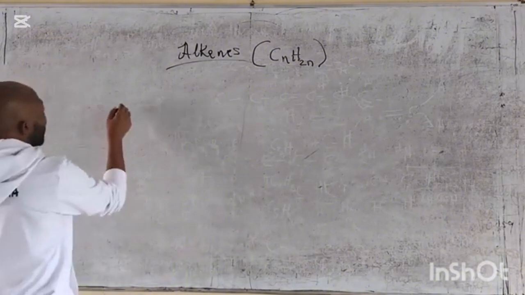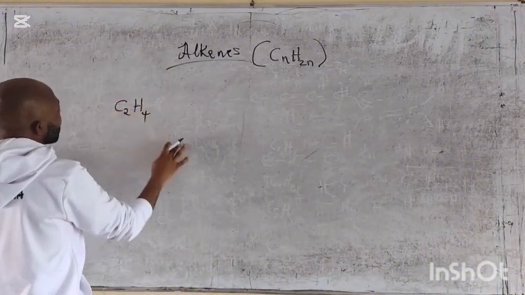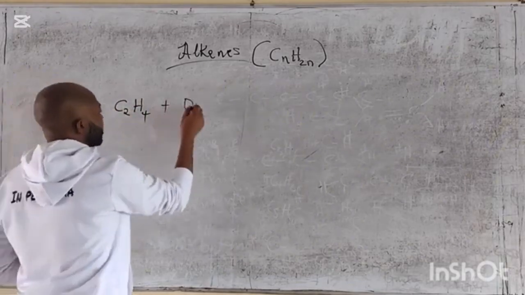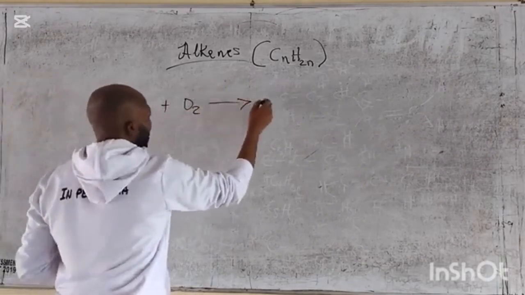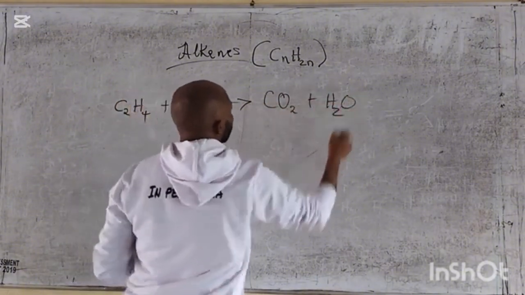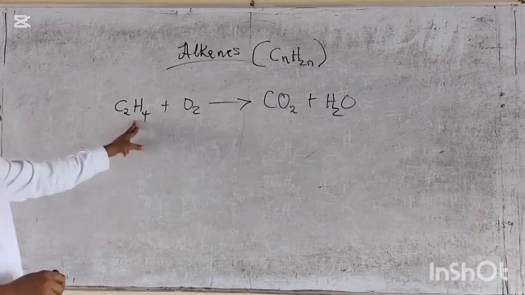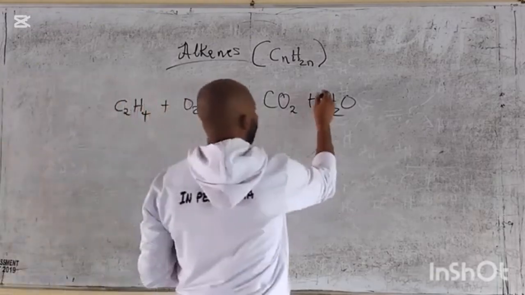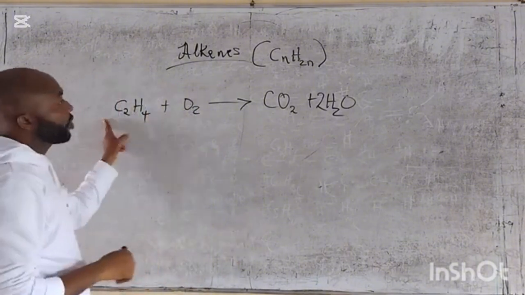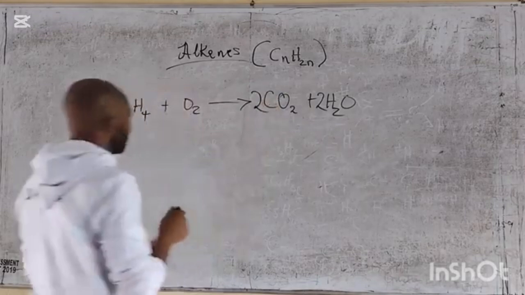So alkenes, we have C2H4, am I right? 1, 2, 3, 4. Good. Plus oxygen will give us our CO2 gas plus water. So let's see how we can balance this equation. We have 4 hydrogen, we have 2 hydrogen. If I put 2 here, hydrogen is 4. Hydrogen is balanced. I have 2 carbon, I have 1 carbon. If I put 2 here, carbon is balanced.